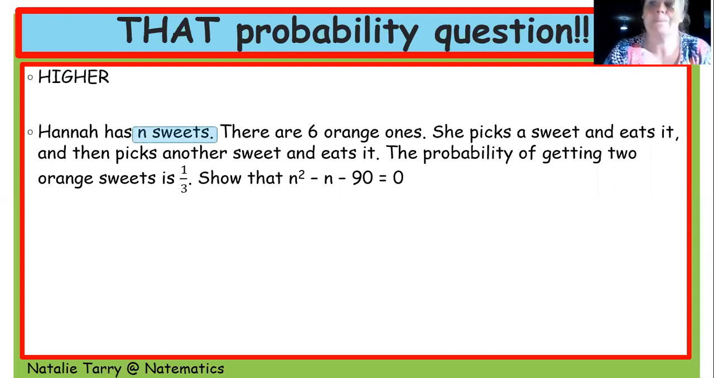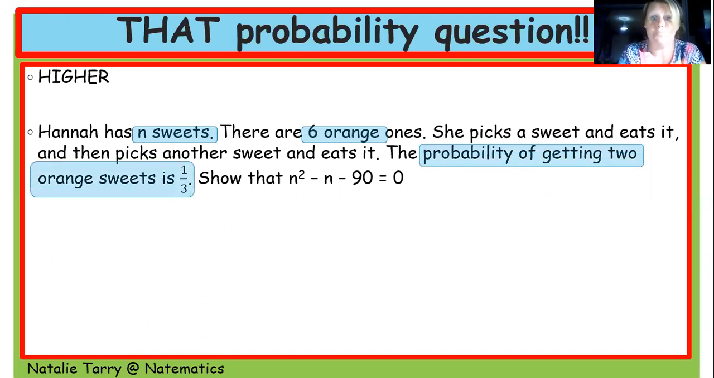So what have we got here? Well, it's clearly something to do with probability. We know there are n sweets. That n could be 6, it could be 10, whatever, but we don't know what it is. There are 6 orange ones. We're not told what else is in there. So is that important? Maybe not. We're also told the probability. So there's some sort of probability thing going on. And we know that if they have 2 orange sweets, the chance of that happening is 1/3.